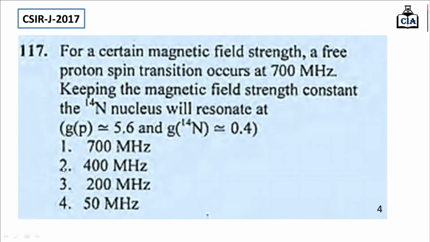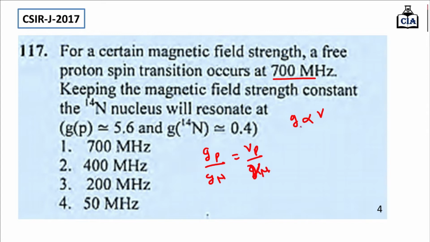Now next question from CSIR June 2017. In this question they have given the g factor for the proton and the g factor for the nitrogen atom. Also they have given the frequency at which this proton resonates, 700 megahertz. So we know the relation between g and frequency is directly proportional. So just find out the relation, that is g of proton divided by g of nitrogen equal to the frequency of proton divided by the frequency of nitrogen.